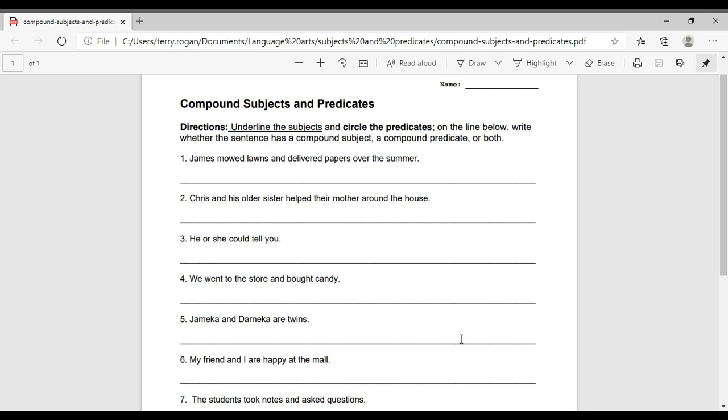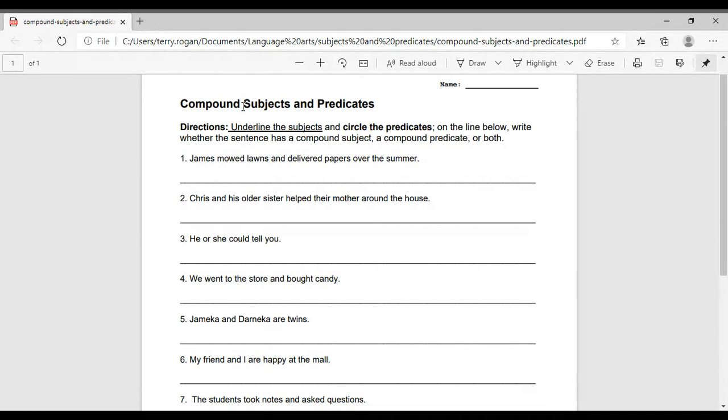This video is going to explain compound subjects and predicates. If you recall, a subject is who or what the sentence is about, and a predicate is what the subject did. Predicate has the verb in it. Subject has generally nouns, pronouns.